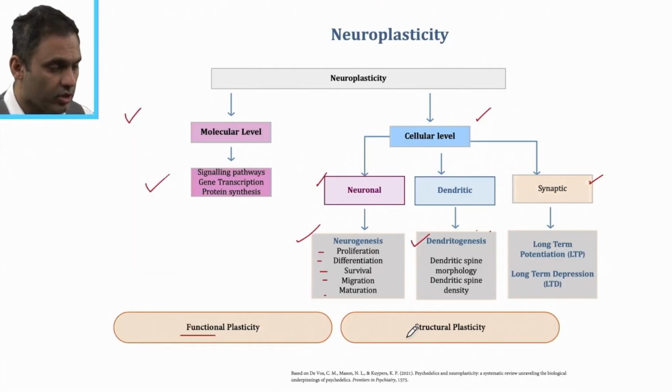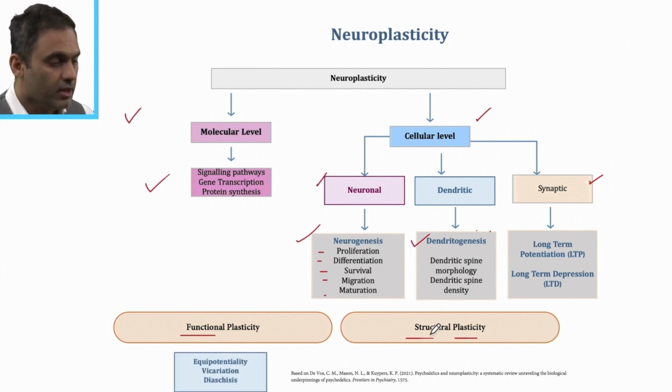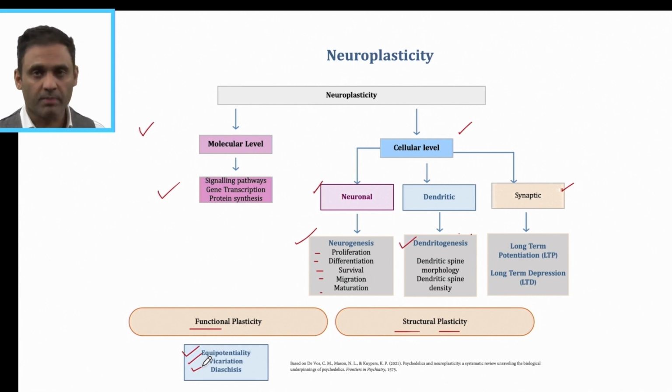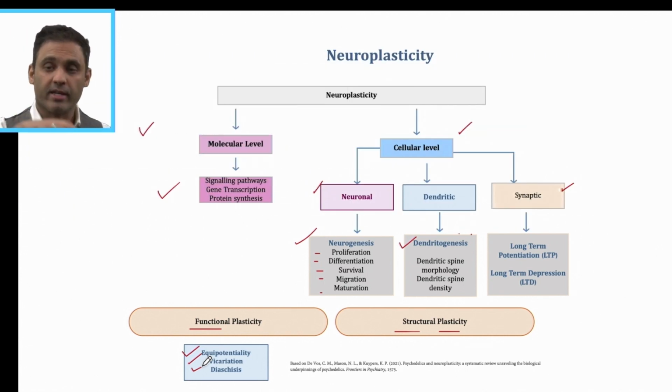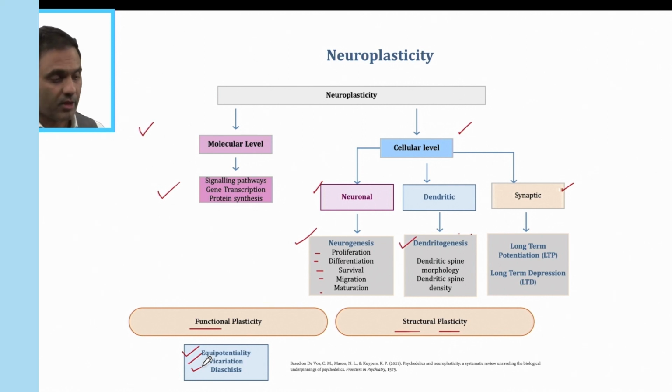It's also divided into functional plasticity and structural plasticity. So actual structural changes or just changes occurring without any structural changes occurring. In functional plasticity, we have things such as equipotentiality, vicariation, and diaschisis. And I've talked about more in my article on neuroplasticity on the Psych Scene Hub. Certain parts of the brain can take over other parts when they're damaged. So that's where all of these, equipotentiality, vicariation, diaschisis, come in.